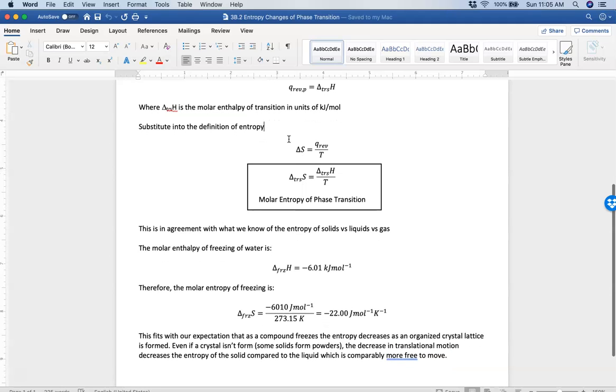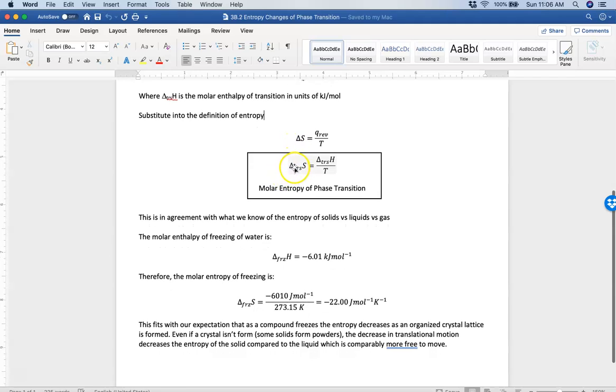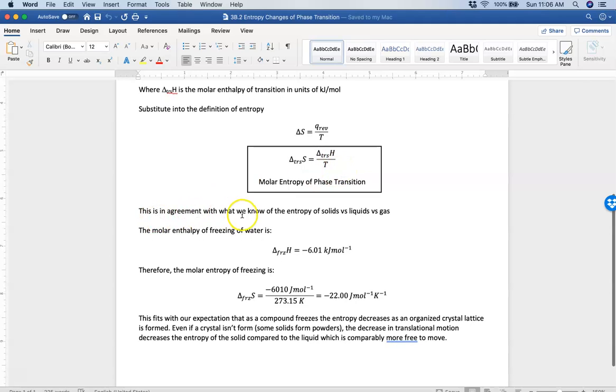So if we substitute this new equation that we derived into the definition of entropy, we see that the molar entropy change of a phase transition is just equal to the molar enthalpy change of the transition divided by the temperature at which that transition is taking place. And this is in good agreement with what we know about entropy of solids versus liquids.